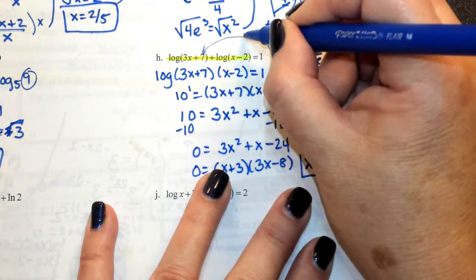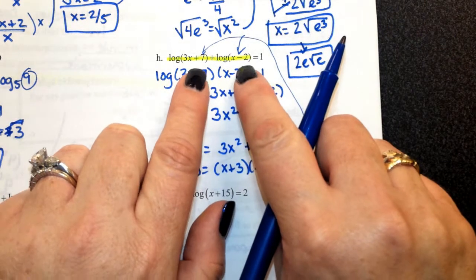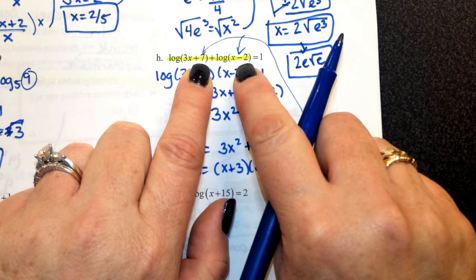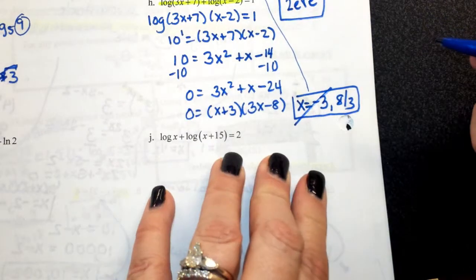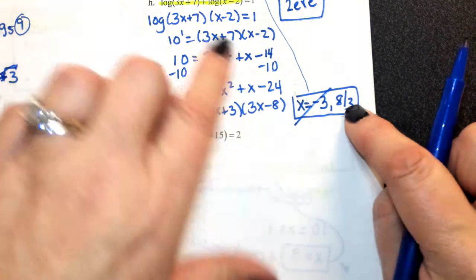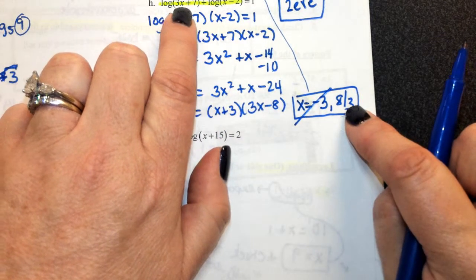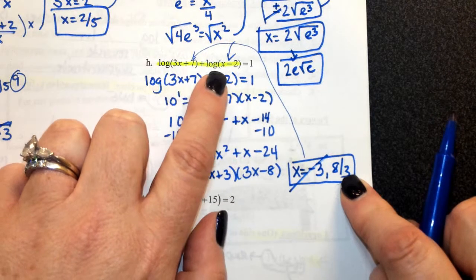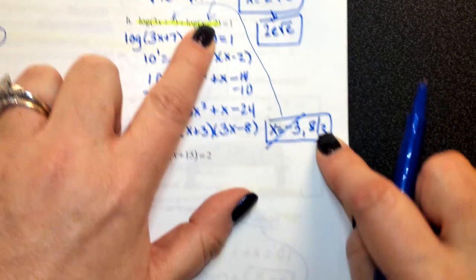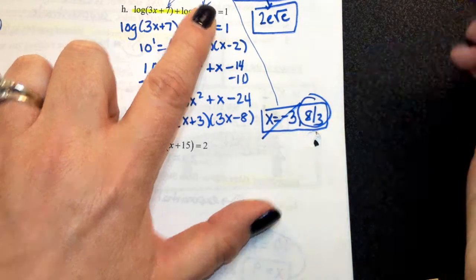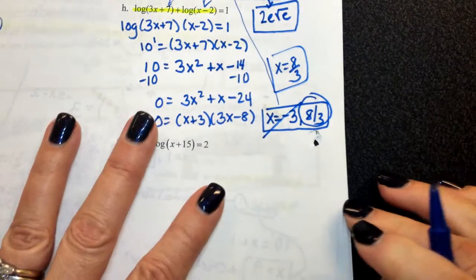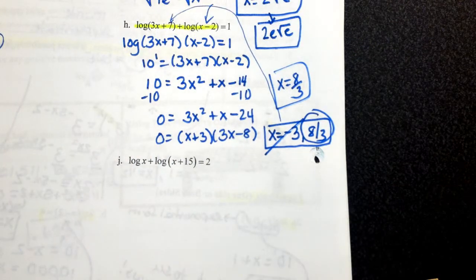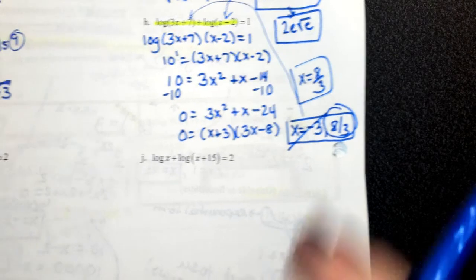What happens if I plug negative 3 back into either one of those log expressions? I end up with a log of what kind of number? Negative. So that's an extraneous solution, so I have to reject it. If I plug in 8 thirds, I know 3 times 8 thirds plus 7 is positive. 8 thirds I know is bigger than 2, so I know 8 thirds is positive. So I only have one solution of 8 thirds. So again, anytime you're solving those log equations, make sure you're checking for those extraneous solutions. All right? Any questions on that?